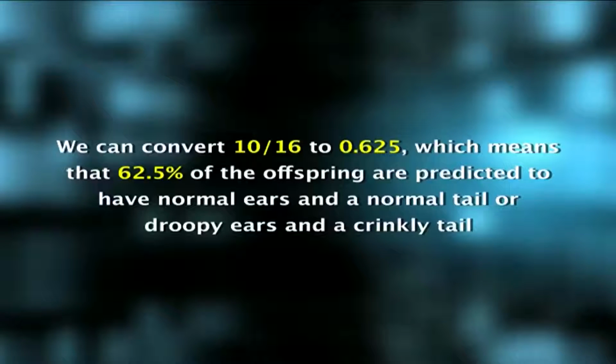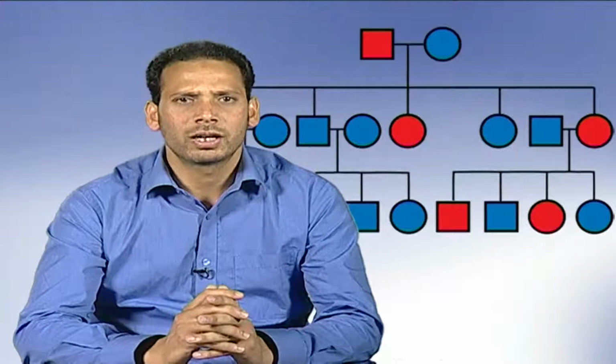We can convert this 10/16 to 0.625, which means that 62.5% of the offspring are predicted to have normal ears and a normal tail or droopy ears and a crinkly tail. With these words, we will conclude the topic.